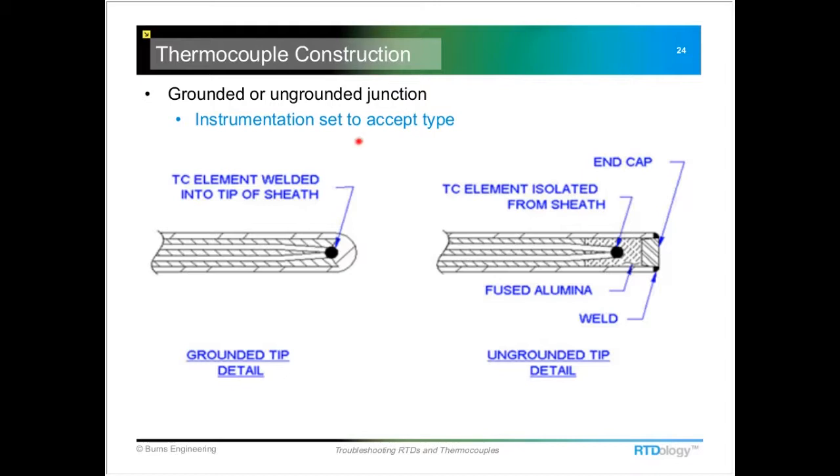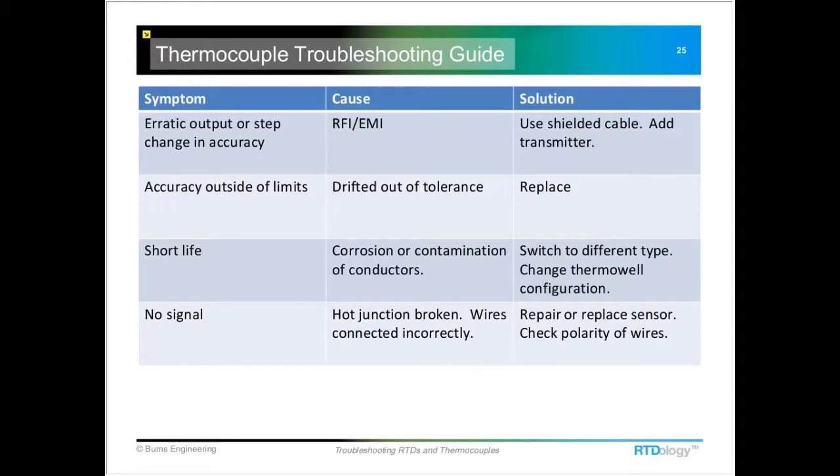Your instrumentation needs to be set to accept whichever type, grounded or ungrounded, that you might have. And some of the issues that I see with thermocouples, number one is erratic output, and again, radio frequency and electromagnetic interference. Thermocouples are much more susceptible to this than an RTD, so it's a good idea to always use a shielded cable, and if you can add a transmitter right at the location of the temperature measurement, and then you're running a 4 to 20 milliamp signal, that's a good solution also.